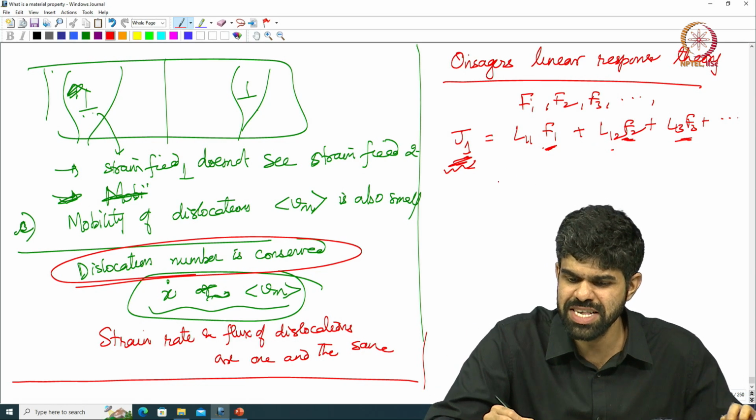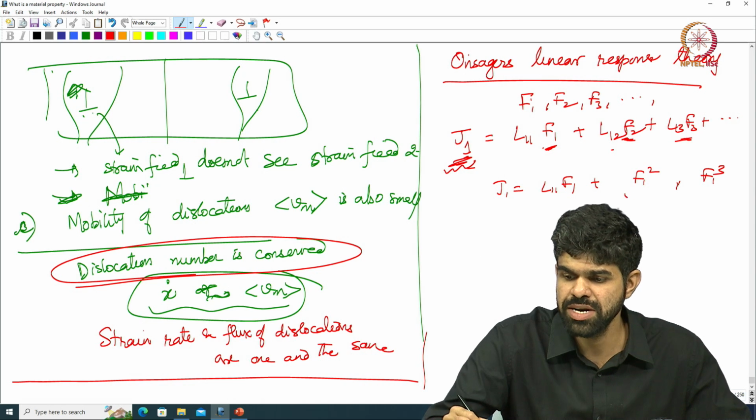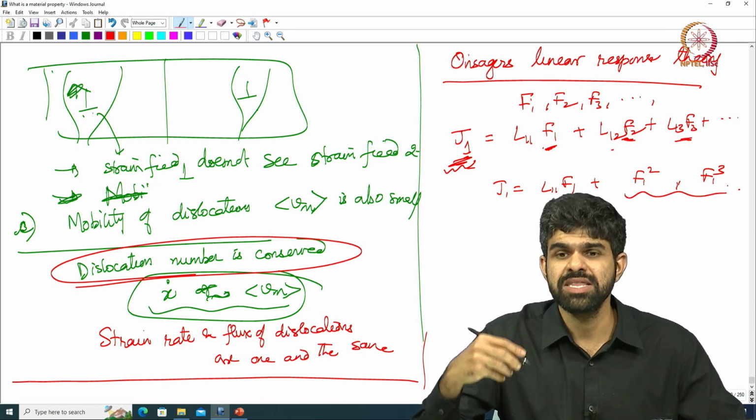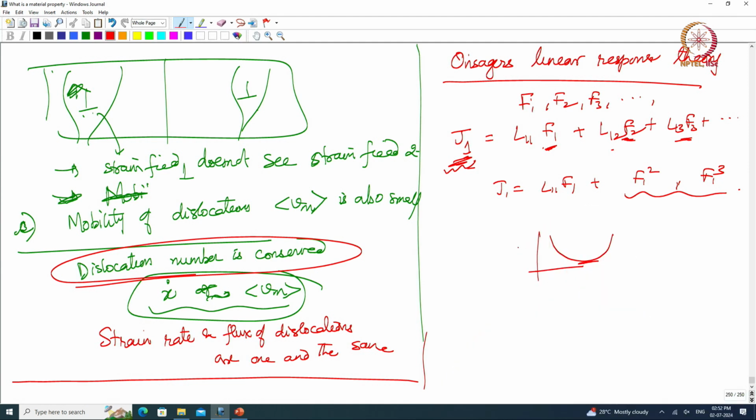And not just that, if I say J1 equals L11 F1, you may ask why not F1 squared, why not F1 cubed, and so on. This is a theory that says I am more or less near equilibrium. If I look at some sort of thermodynamic potential as a function of my reaction coordinate or order parameter, I am displaced only slightly away from equilibrium. I am not displaced so much away from equilibrium that I cannot use Onsager's linear response theory.